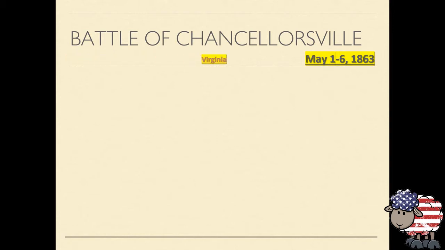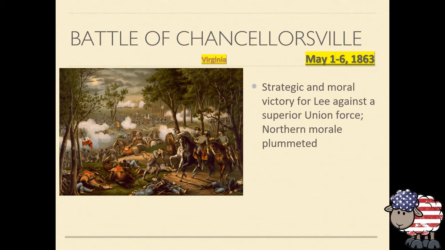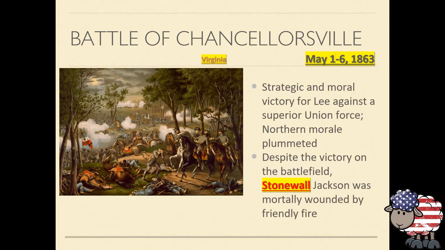However, as you can see from this image here, Stonewall Jackson is mortally wounded by friendly fire. So, a blue-on-blue situation. Stonewall Jackson is wounded, and he dies a couple of days later. And Robert E. Lee says he has lost his left arm, but I have lost my right, as if referring to his right-hand man.